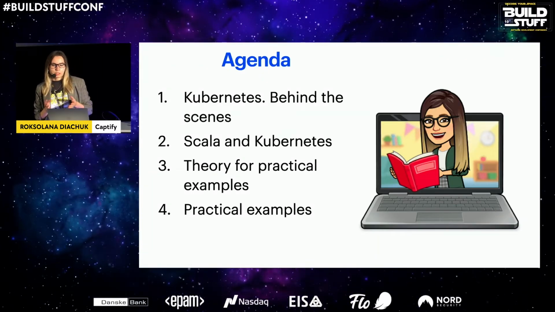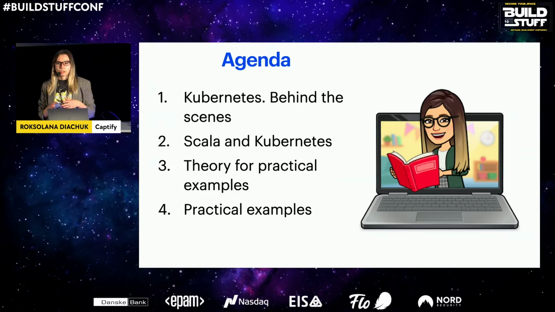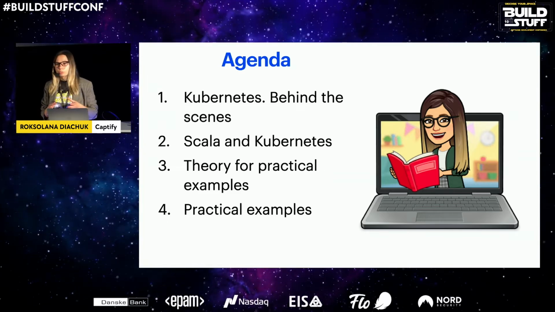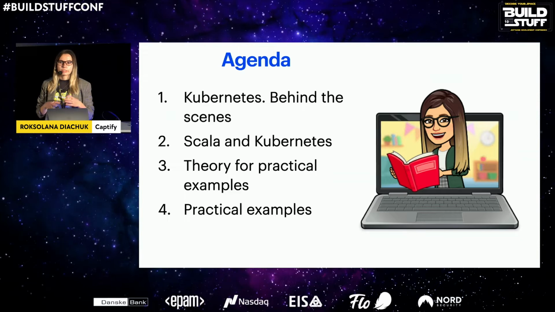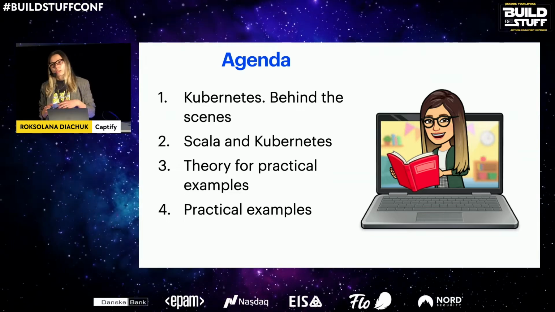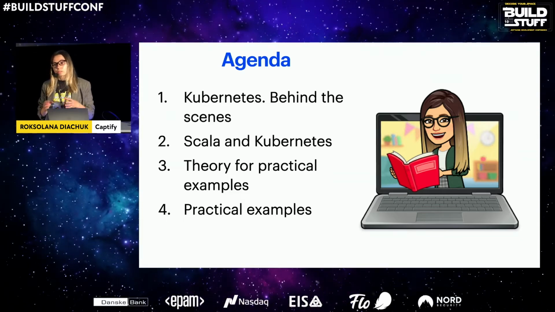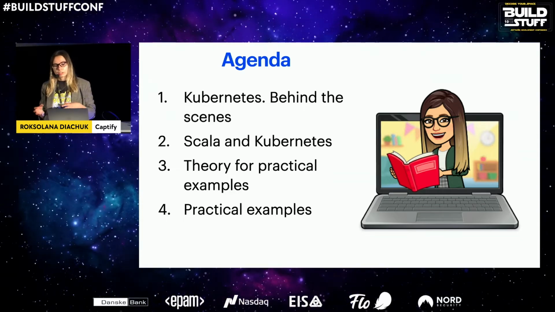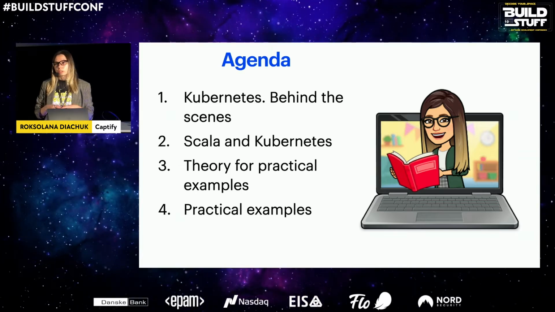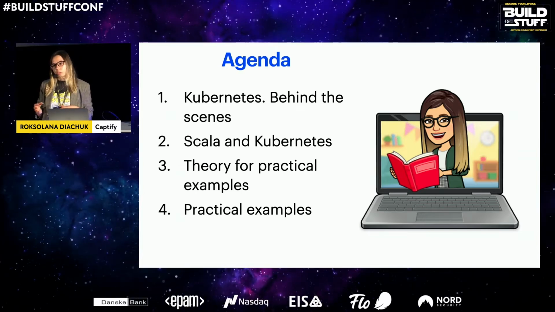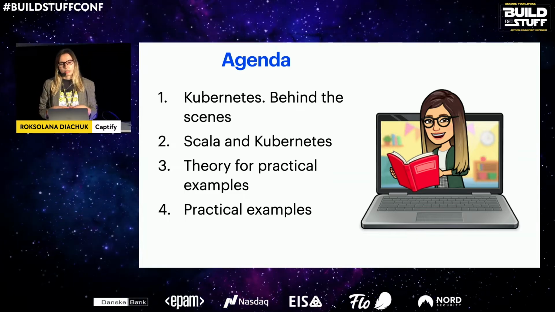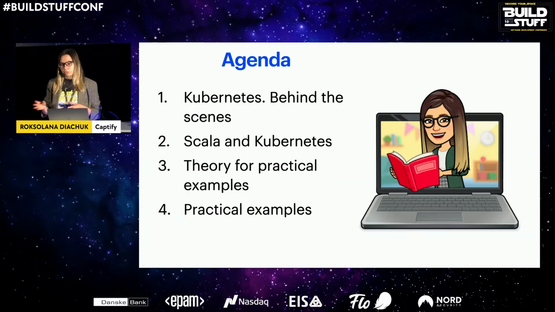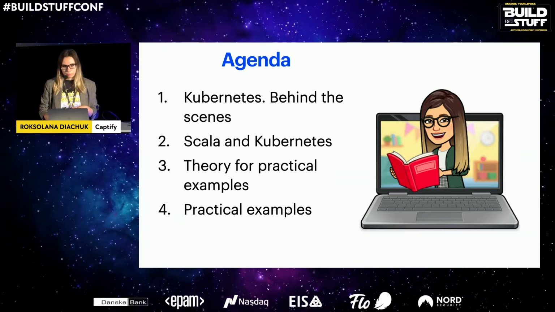So for the agenda, first of all, we are going to explore a little bit what Kubernetes is, what kind of objects exist there, and how it works a little bit behind the scenes. Then we will get more to the link between Scala and Kubernetes. And then we will explore a little more theory for specific practical examples, because there will be some specific objects we are going to create. And then I'll dive into some practical examples.